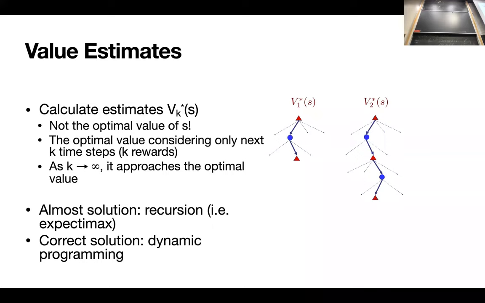We compute the estimates Vk of s. Vk is the value of state s if we look k steps ahead into the future. Of course, this is not optimal, but as k approaches infinity, it will give the optimal values.